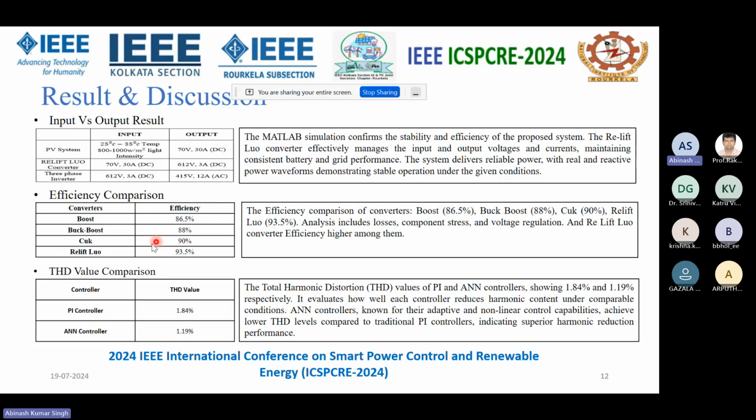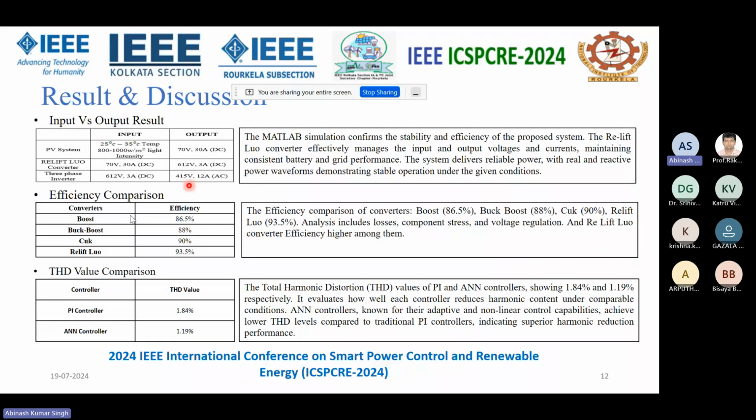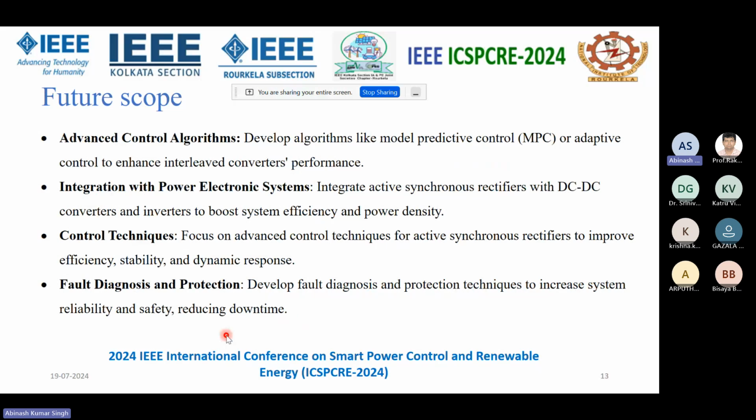In results and discussion, input and output I already explained. Comparing the efficiency, the Luo converter is 93.5%. It is higher than boost, buck boost, and Cuk inverter. Again, in the THD value comparison, the PI control is 1.84, but with the ANN controller method we have achieved 1.19%. So in future scope, we can see advanced control algorithms, again integration with the power electronic system to achieve synchronous rectification with the DC to DC converter inverter to boost system efficiency and power density. Again, control technique: focus on advanced control techniques for active synchronous rectifiers to improve efficiency, stability, and dynamic response.